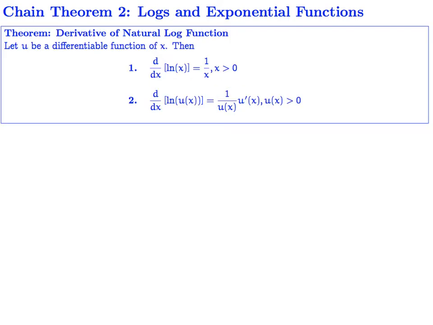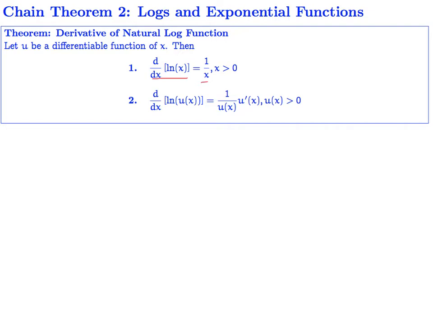So here we have a theorem that tells us how to take the derivative of something involving the natural log function. The basic form says that the derivative of the natural log of x is going to be equal to 1 over x, as long as x is greater than 0. And below it is the chain rule version, which we'll talk about in a second.